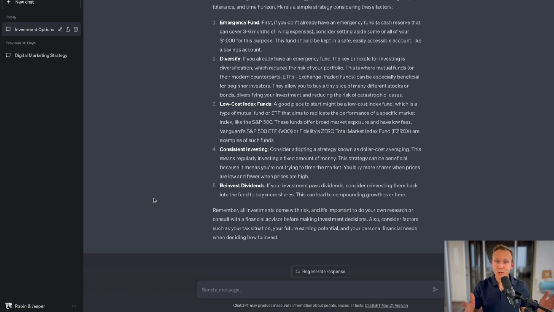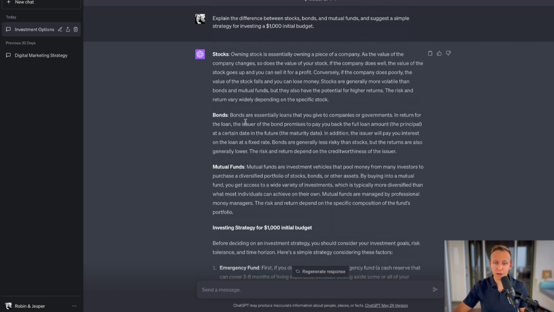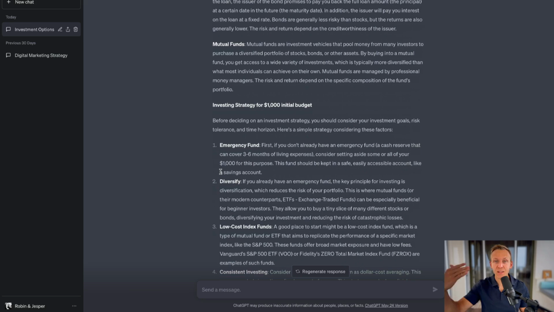And as you are beginning your investing journey, what you're going to want to do is read through the stocks and the bonds and the mutual funds and ask more questions, dive deeper into this, because investing is one of those things where you want to learn as much as you can, create a strategy and then stick to that strategy. Don't make it more complicated than it has to be.